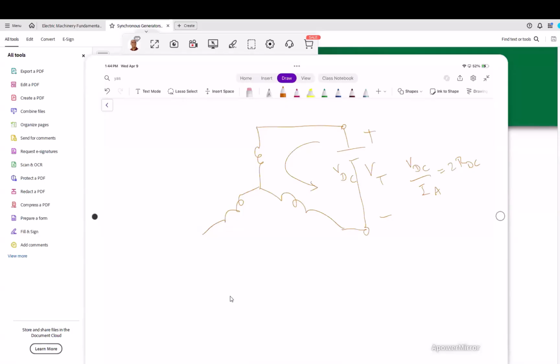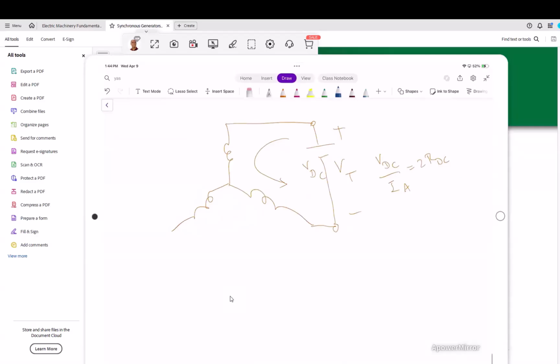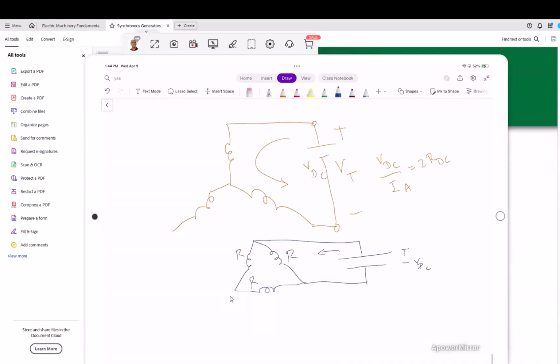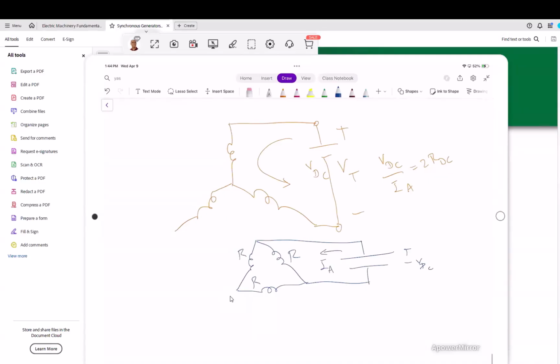If the generator was not star-connected, how would we find the RA? Under these circumstances, this is going to be our test: we apply the DC voltage here. We have one R here, one R here, one R here. So the current that we measure, VDC over IA, should be equal to R in parallel with 2R. From here, we can find the R.